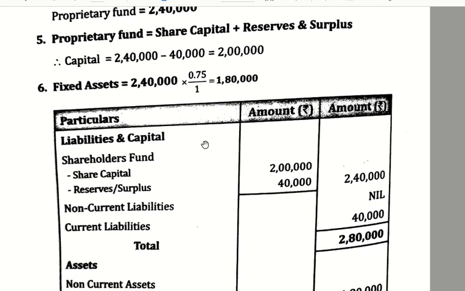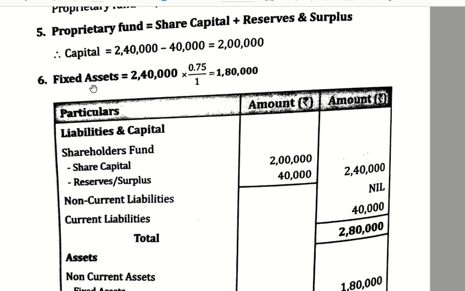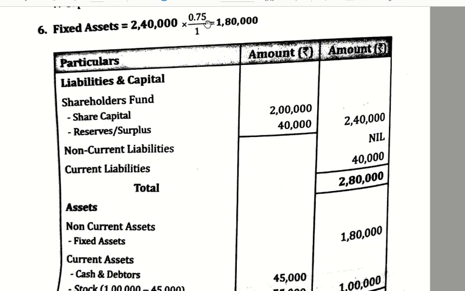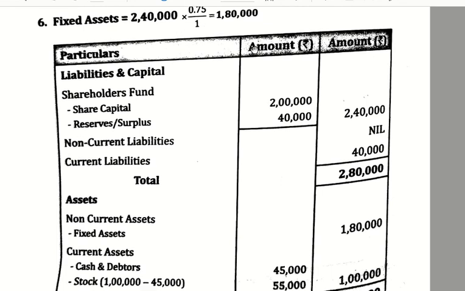Proprietary fund is equal to share capital and reserves and surplus. That is what a proprietary fund consists of. Therefore capital is equal to 2,40,000 minus 40,000, which is equal to 2 lakhs, because we have our reserves to be 40,000. So fixed assets is equal to 2,40,000 into 0.75 divided by 1, which is 1,80,000.